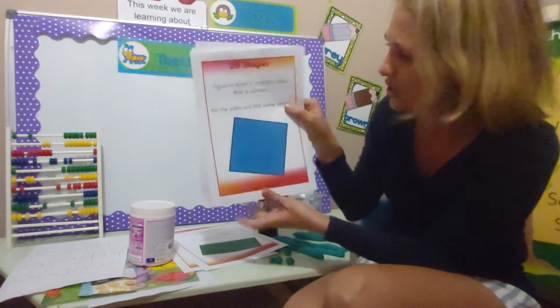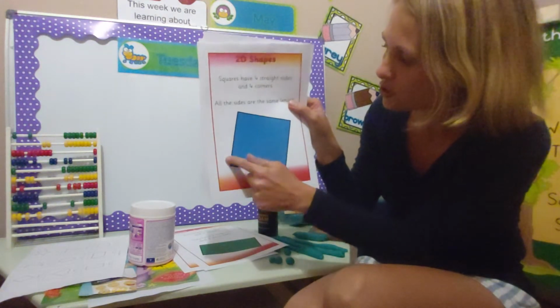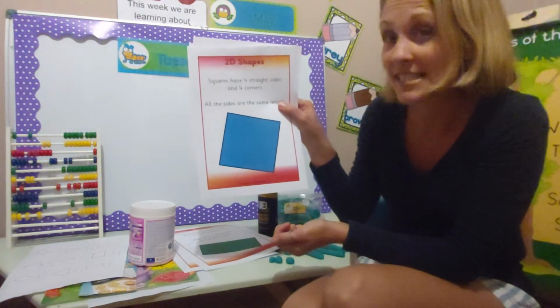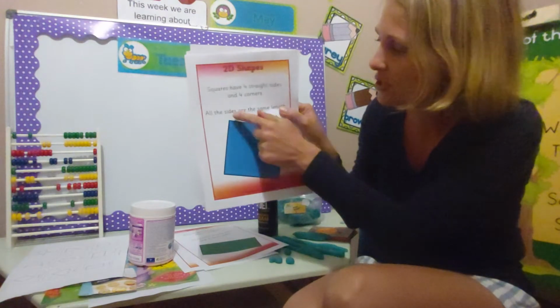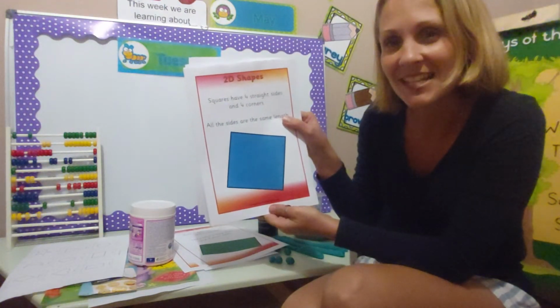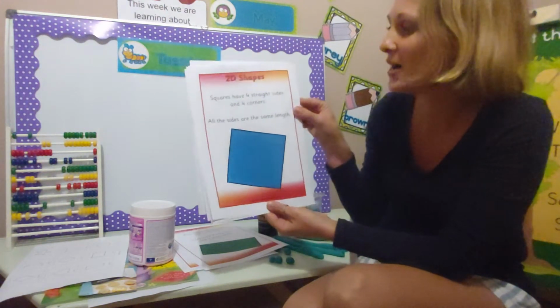Right, let's have a look at this one. Oh, let's have a look. It's got 1, 2, 3, 4 sides that are all the same. And it's got 1, 2, 3, 4 corners. So what shape is it? It's a square. Well done.